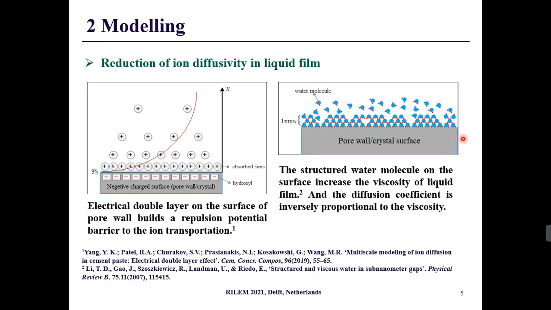Let's talk a little more about the liquid film. In such a thin liquid film, about 1 nanometer, 2 issues become significant: the electrical double layer and the structured water layer. The former builds a repulsion potential barrier to ion transport, and the latter enlarges the viscosity of water. These two issues will have an inhibiting effect on mass transfer.